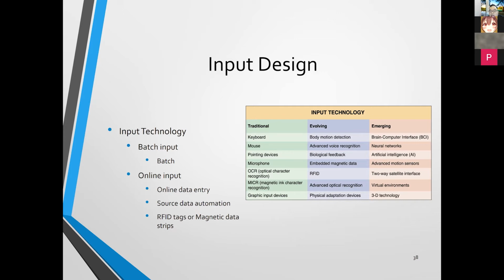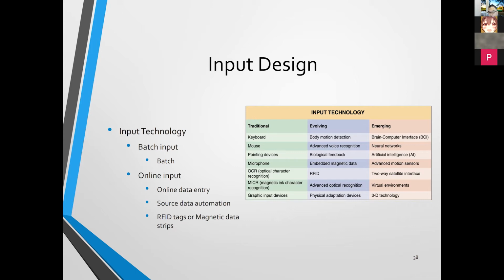Graphic input devices, the evolving technology, are like body motion detection, advanced voice recognition, biological feedback, embedded magnetic data, RFID, advanced optical recognition and physical adaptation devices. While the emerging ones, many of them still in the research labs, are brain-computer interface, neural network and AI, advanced motion sensors, two-way satellite interface, virtual environments and 3D technologies, including VR as well. These are the emerging input designs that we may have in our information systems.